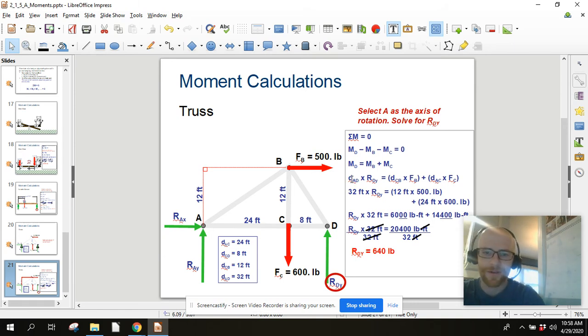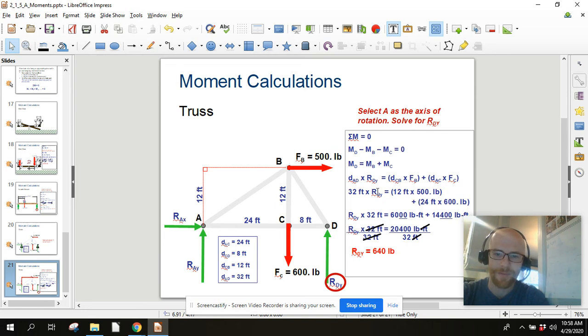So the lowercase d, again, is the distance. The distance from A to D is going to be multiplied by the reaction at point D. So again, that's the moment, right? Because A is the rotation point. We have this total distance of 32, and we're going to multiply that by whatever D is, and that's going to equal the rest of the forces because we're in equilibrium. So what is that number though? We don't know. So we're going to calculate the moments for the other ones.